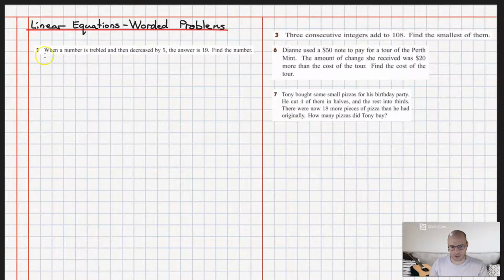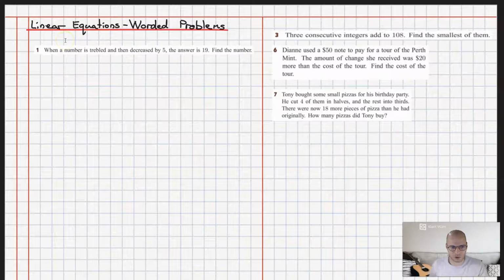In the first question here, we have: when a number is trebled and then decreased by 5, the answer is 19. Find the number. So what we need to do for this particular question is, firstly, try to understand what the question is asking of us, then build a mathematical model, and finally solve the mathematical model for the unknown variable that we put in there.